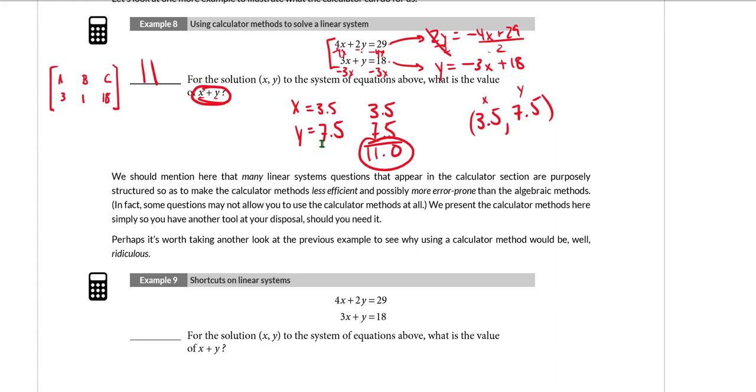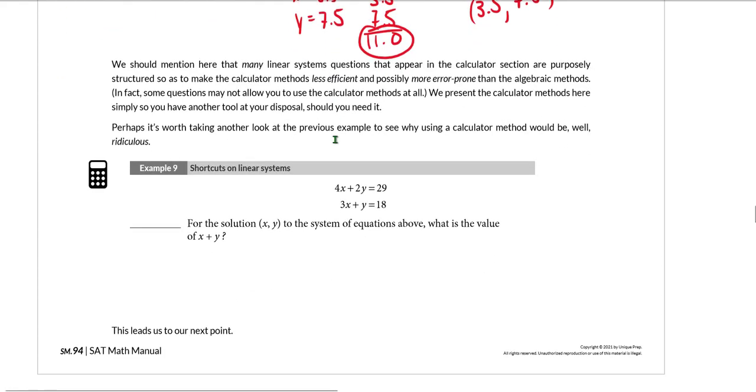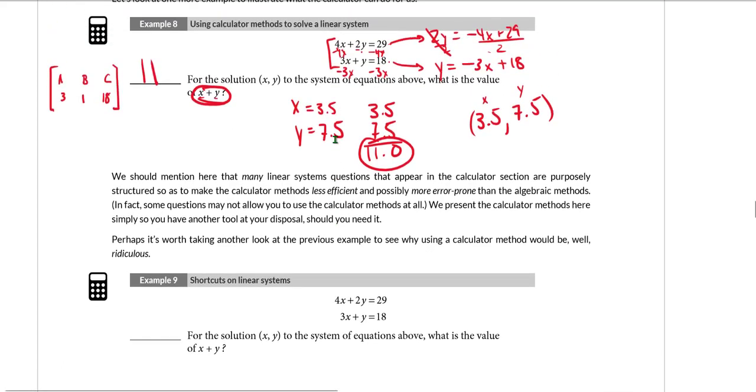Now, there's one more thing that we do need to talk about, and that is the fact that you will occasionally see systems of linear equations questions where there's a little bit of a shortcut. So we just used calculator methods to solve example 8. Example 9 is the exact same example, and we're going to go through it again, and we're going to see why it is that solving with graphing or with the PolySimul app was slightly ridiculous, because there's a really easy shortcut to this question.